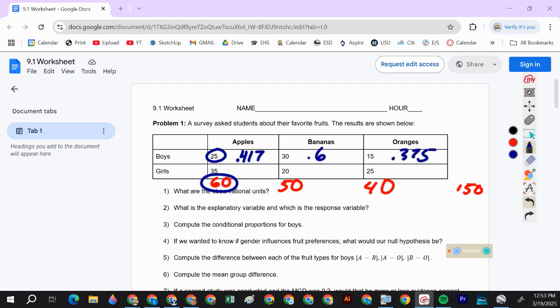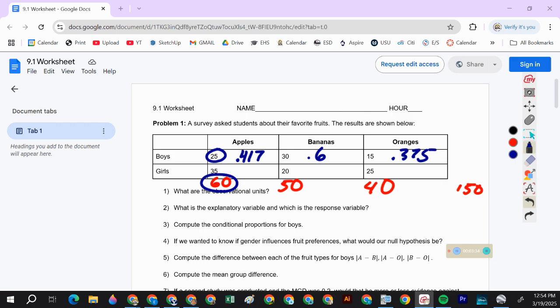Now, I could do the same thing with the girls, but do you see how the boy answers and the girl answers are sort of tied together? There is a test called a test of independence, which is going to compare all the boy numbers to all the girl numbers. But today, we're just going to focus on one line. For this problem, I've chosen the boy line. It could be the girl line. It doesn't really matter. So those are our conditional proportions.